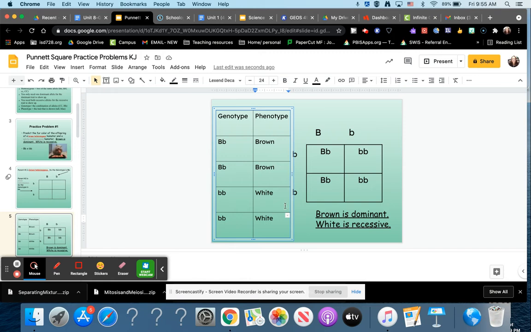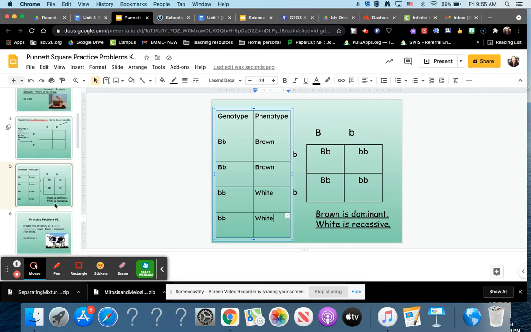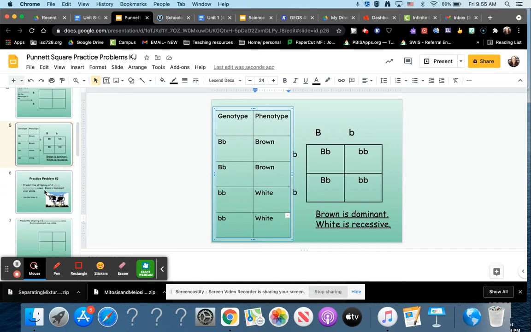What it means is that each offspring that is born has a 50% chance of having brown fur and a 50% chance of having white fur. It doesn't necessarily mean that these would for sure be the 4 traits of the offspring. All right, so let's try another problem.